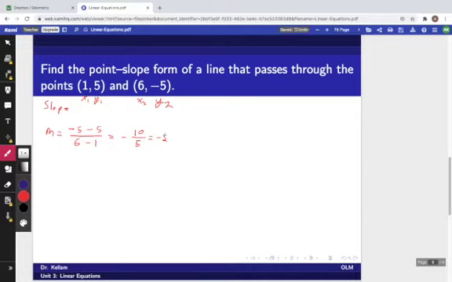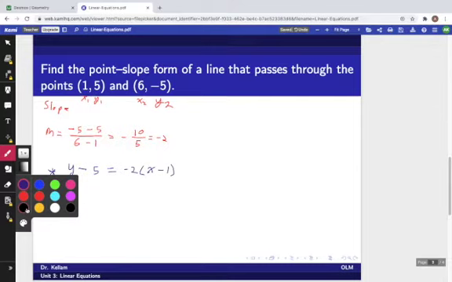Okay, now that we have our slope, we just want to write it in point-slope form. So we go y minus y1, which is 5, equals my slope, negative 2, times x minus my x1, in this case, 1. And this is the equation of my line. That's in point-slope form. Here's the thing. This is one possible answer.